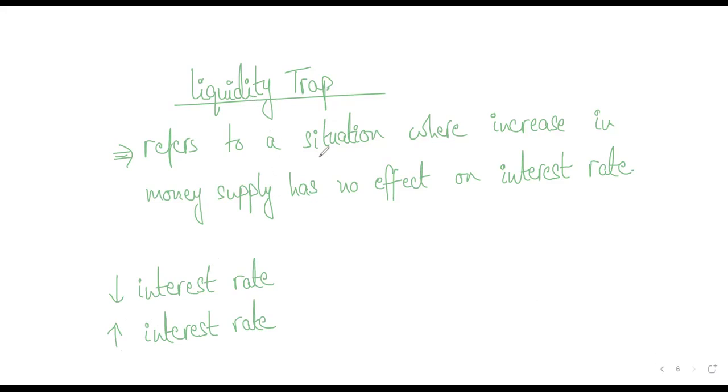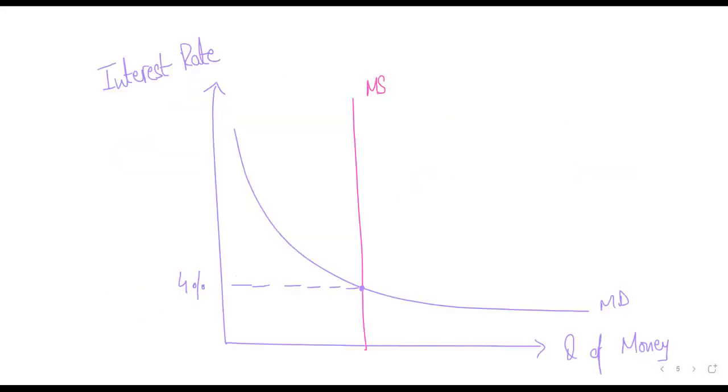Now, coming back to the point. So what is liquidity trap? It's a situation where increase in money supply has no effect on interest rates. How do we show it on the graph? That is what I'm about to show you. Okay, have a look at this, students. Now, let's say this is the initial equilibrium in an economy, right? So this was your money supply, this was your money demand, and they were intersecting at this point where the interest rates in the economy were 4%.